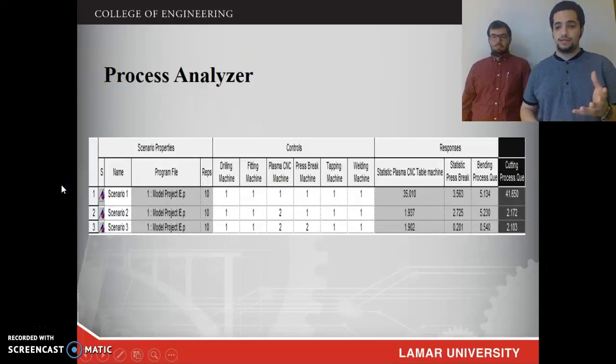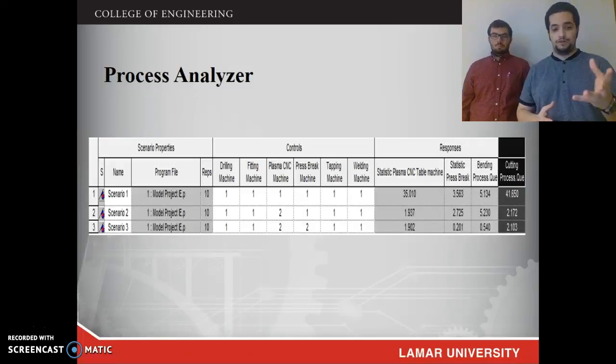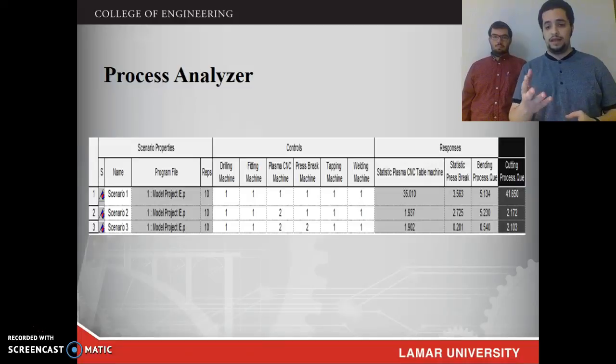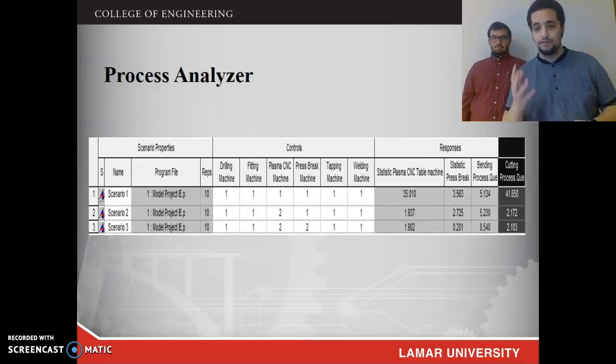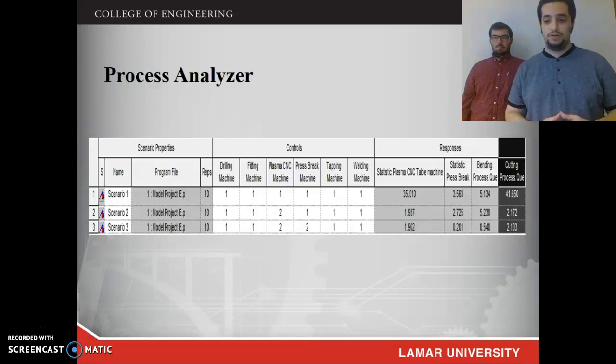We use the process analyzer to find the best solution, and we can see that in the first scenario we have only 1 machine for each station, and the statistic for the plasma CNC table machine is 35 minutes and 3.5 minutes for the press brake.